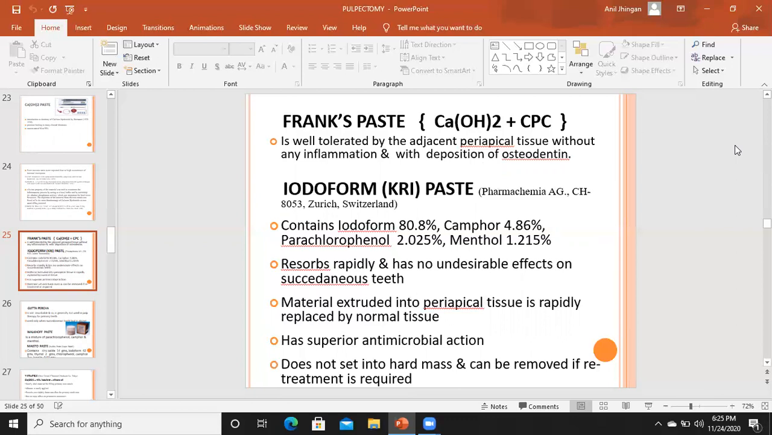It resorbs rapidly and has no undesirable effects on the succedaneous tooth. The material extruded into periapical tissue is rapidly replaced by normal tissue. It has superior antimicrobial action and does not set into a hard mass and can be removed if retreatment is required in case of reinfection.